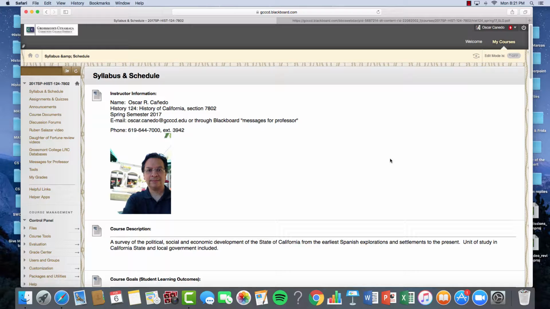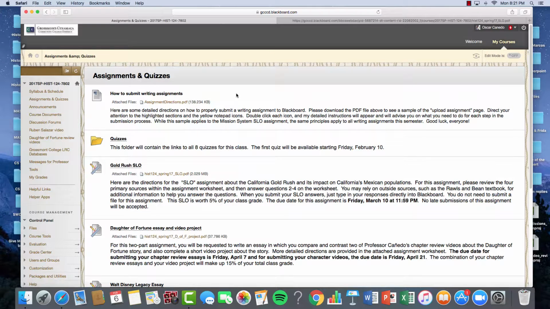About the SLO assignment, and to do that, let's go ahead and move on to the assignments and quizzes section first, since it's the first assignment for the class, and also it makes perfect sense that it's the first one listed here. And just a reminder about the due date: it's going to be due about a month from now, so Friday, March 10th, just before midnight.